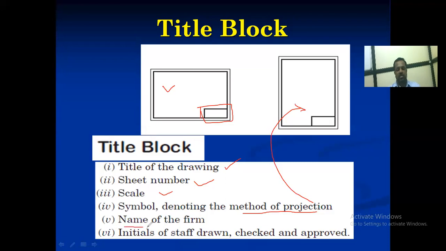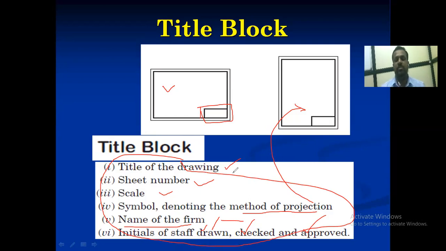Then the name of the firm, or we can also write down here the name of the college. Suppose we are preparing an academic drawing, then it is necessary to write the college name here. Or suppose we are preparing the drawing in the industry, then it is necessary to write down the firm. Also the names of the staff are required: who has prepared this drawing, who has checked this drawing, and who has approved this drawing. Such information is necessary to show in your title block. You have to remember these points while preparing the title block.